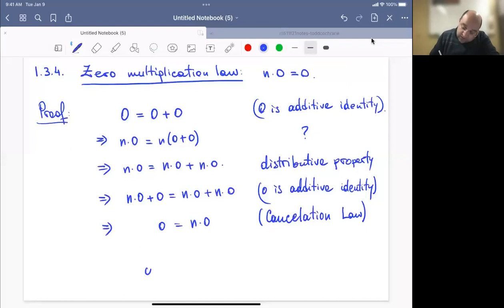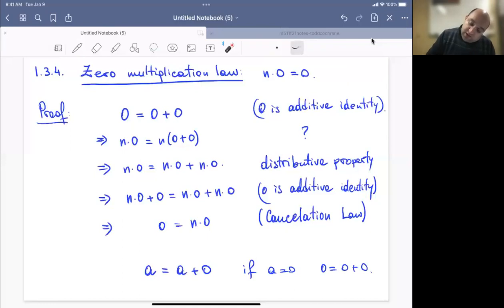It says that A is equal to A plus 0 for every A. In particular, if A is equal to 0, I get 0 is equal to 0 plus 0. So that's what I'm using on the first line. So that's the 0 multiplication law, which says that if you multiply any integer by 0, what you get is 0 back.